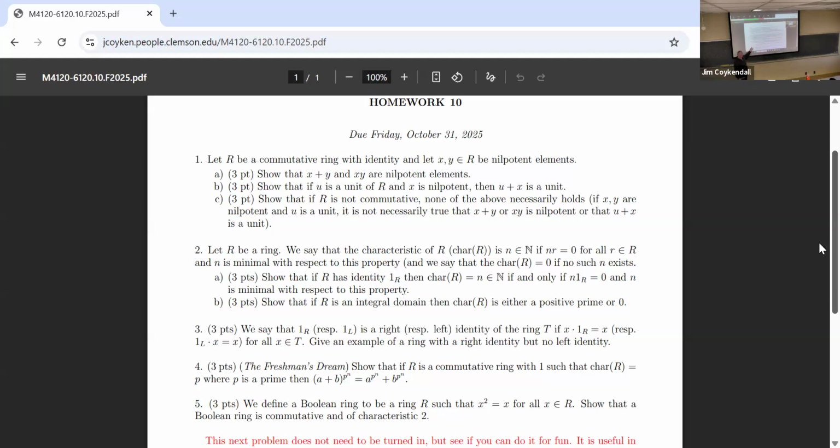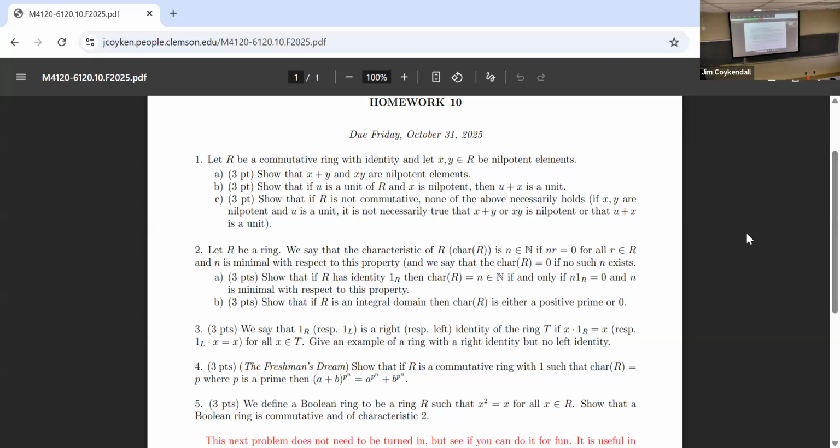Number four, if you've ever graded a class, and some of you will, this is called the freshman's dream. You will see this with some of your students sometimes. If you have a commutative ring with one, such that the characteristic is p, where p is prime, then (a plus b) to the p to the n power is a to the p to the n plus b to the p to the n. You actually can't get away with that usually, but in this situation you can. We define a Boolean ring to be a ring such that x squared is x for all x in R. Show that any Boolean ring is commutative and has characteristic two.